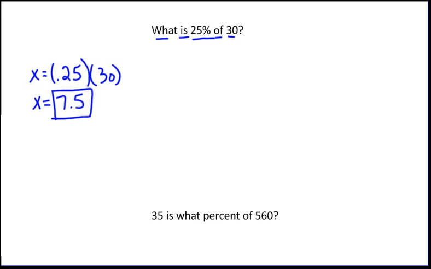Now, another way to do this problem would be with proportions. Let's start with the percent part of it. 25% should be written as 25 over 100. Whatever comes after the word of can be placed on the bottom, and there is only one place left for our unknown, which is x.